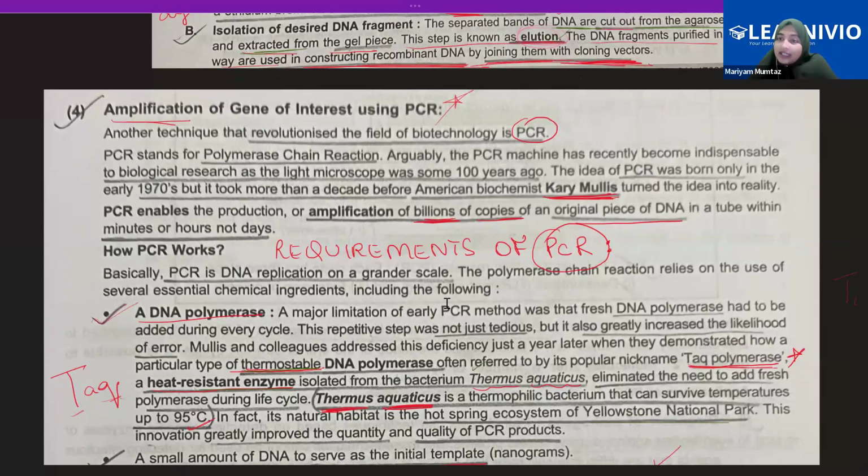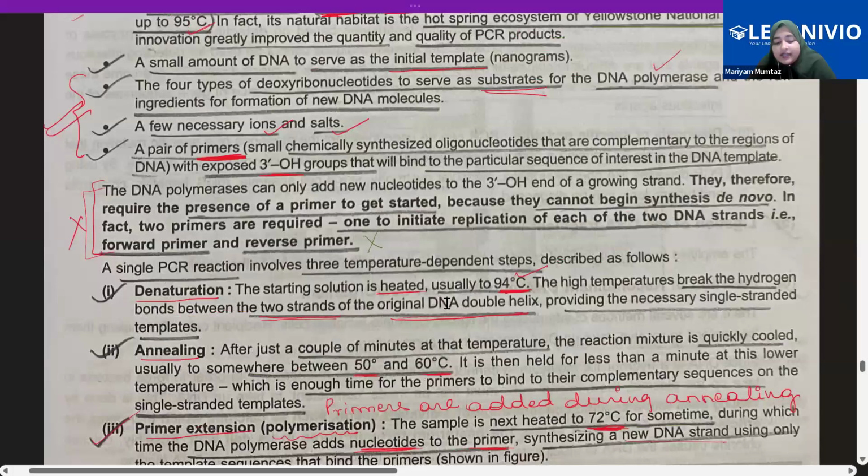The DNA polymerase that we use is Taq polymerase, because we know that in this process a lot of high temperatures are utilized. We know that enzymes get denatured at higher temperature. So the Taq polymerase enzyme does not get denatured because it is taken from bacteria such as Thermus aquaticus that live in high temperature, like up to 95 degrees Celsius. Imagine that high. Apart from that, we require primers, dNTPs, ions, and salts. All of those things are required.